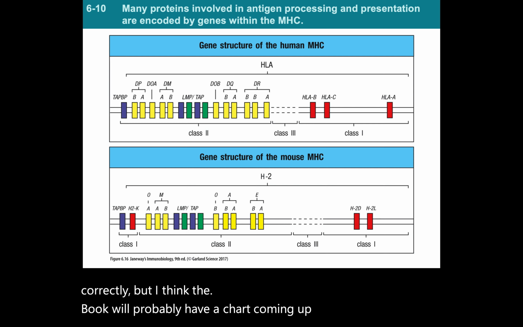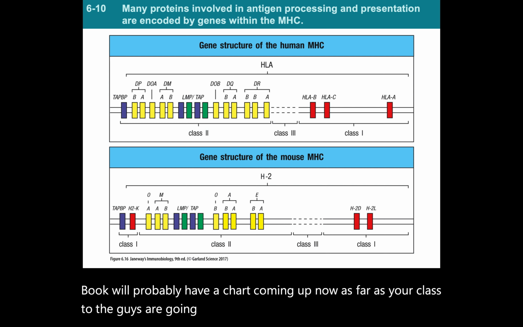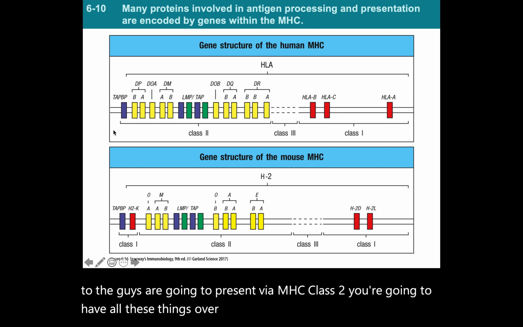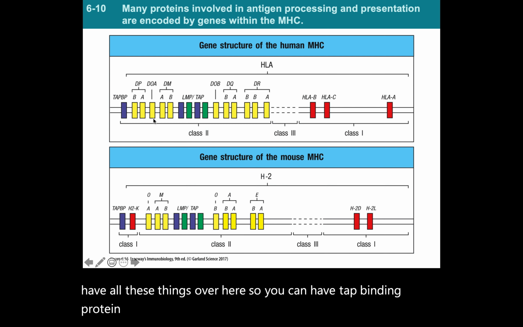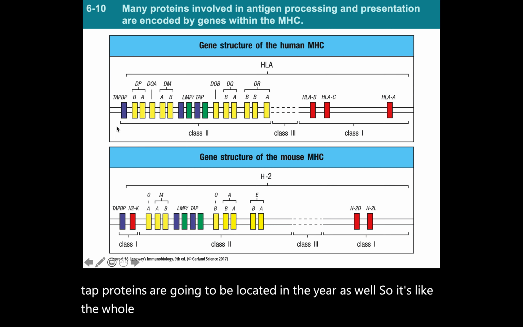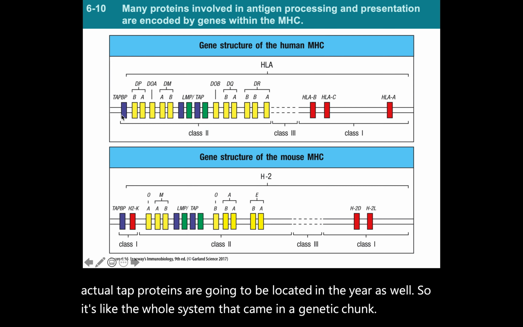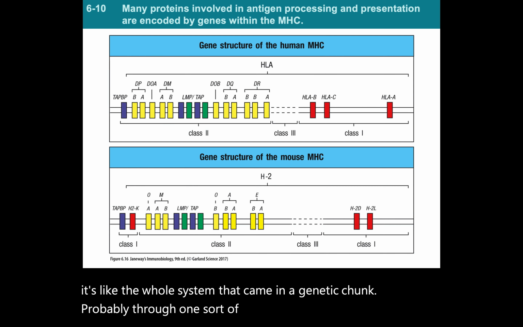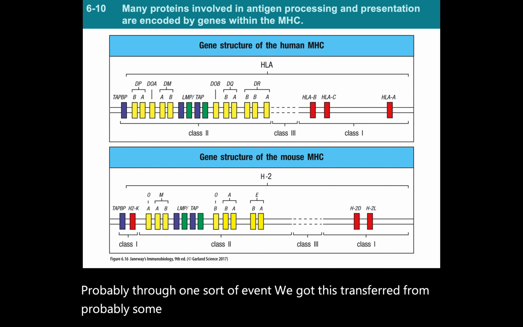Now, as far as your class 2, the genes that are going to present via MHC class 2, you're going to have all these things over here. So you're going to have your TAP binding protein, neat. And then these are your HLA-DM, DP, DQ, and DR. And your actual TAP proteins are going to be located in here as well. So it's like the whole system came in a genetic chunk, probably through one sort of event. We got this transferred from probably some other kind of creature. I am not sure exactly what.